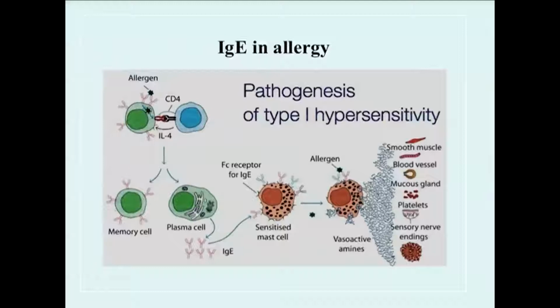And these molecules are mainly responsible for causing vasodilation, vasoconstriction and many other changes in the physiology. So, it leads to a kind of hypersensitivity, type 1 hypersensitivity. This is also called allergy. So, IgE is mainly responsible in allergy. Now, I will tell you about IgA.